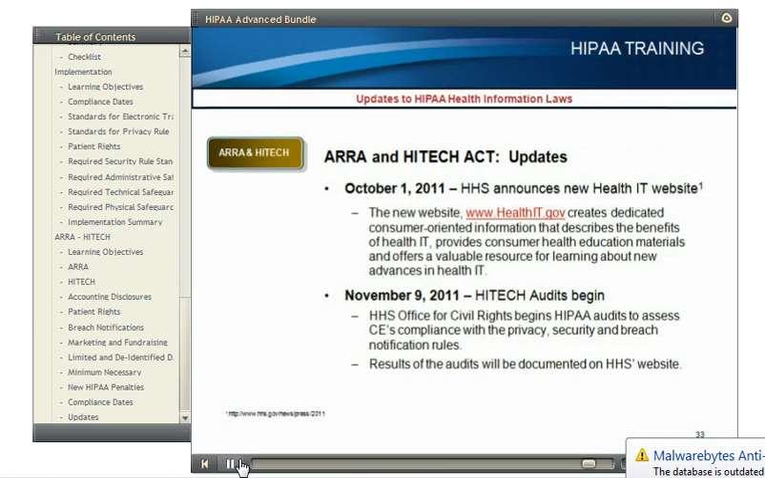November 9th, 2011. High-tech audits begin. HHS Office for Civil Rights begins HIPAA audits to assess CE's compliance with the privacy, security, and breach notification rules. Results of the audits will be documented on HHS's website.